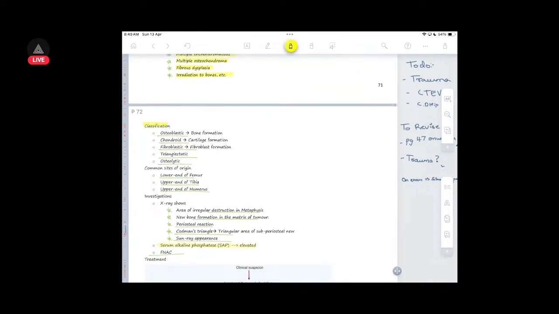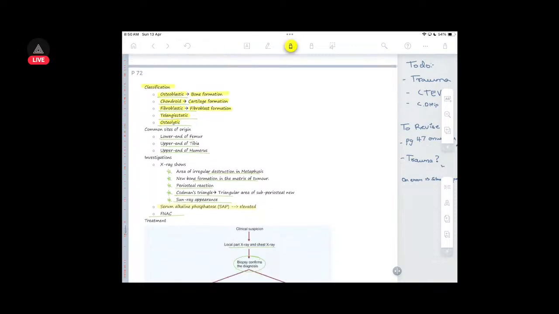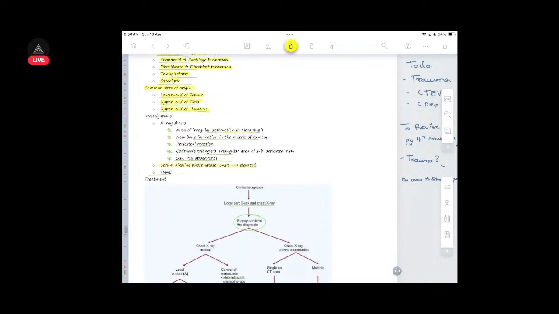So classification, it can be osteoblastic, where bone formation will be there, chondroid with cartilage formation, or fibroblastic with fibroblast formation. It can also be telangiectatic or osteolytic. The common sites are the lower end of the femur, the upper end of the tibia, and the upper end of the humerus. Those are the common sites.